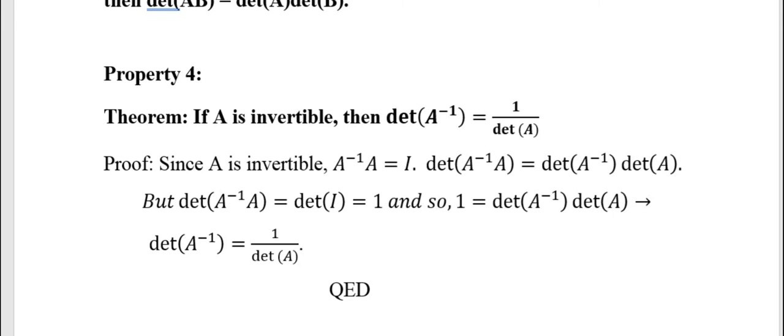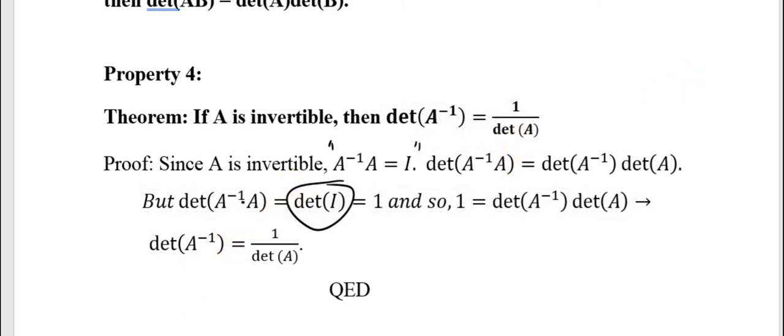I use property number 3, and also something that we know about the inverse of a matrix. So if A is invertible, that means that A inverse times A is equal to the identity matrix. Now what I do with this statement here is I just take the determinant of both sides. And taking the determinant of both sides, I use property 3 to break down this product. So property 3 says that the determinant of A inverse times A is the same thing as the determinant of A inverse times the determinant of A. Now the determinant of the identity is just 1, and so you get what you need.